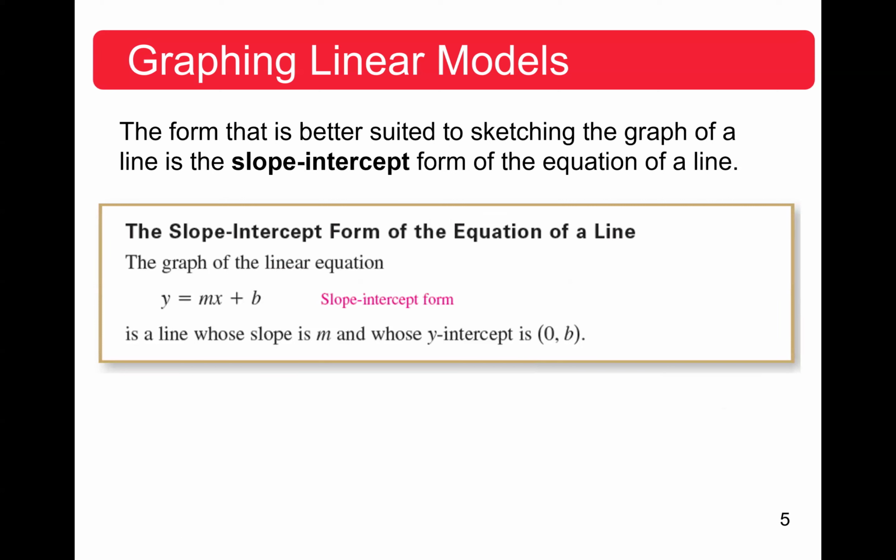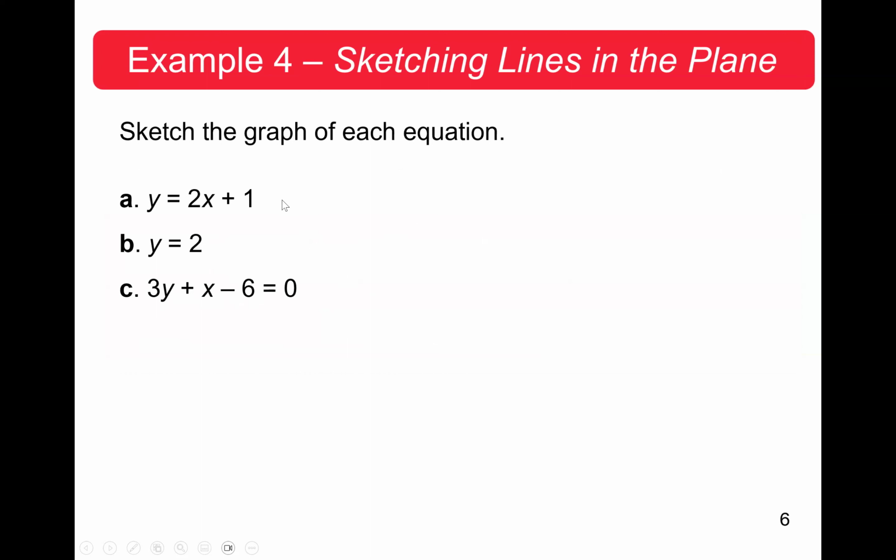So we start with the slope-intercept form of the equation of a line, which is always y equal to mx plus b. Here m is the slope, and b is the y-intercept. Y-intercept means when x equals 0, the value of y will be b. So now let's see an example.